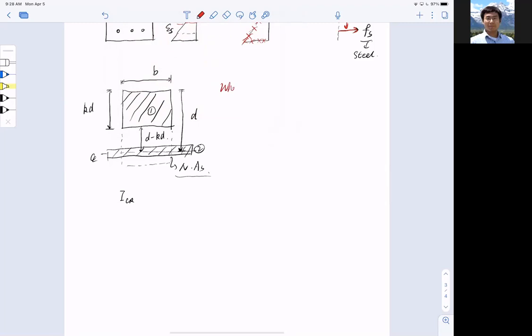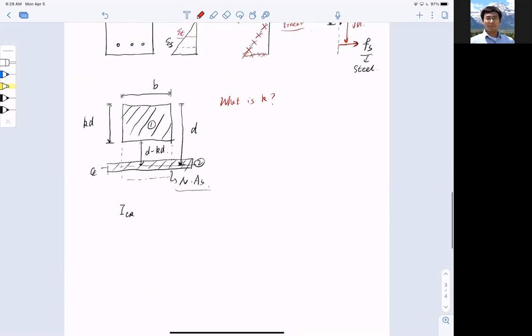What is K? K is just some coefficient I made up, invented. I don't know what K is. So how do I get K? I know that I have to get the center line for the whole section using that equation, Y bar equal to Y1 A1 plus Y2 A2 divided by A1 plus A2.